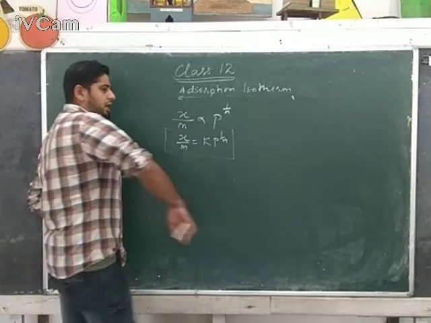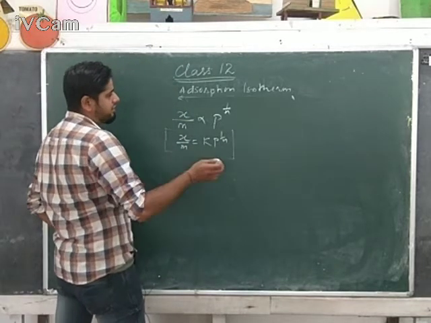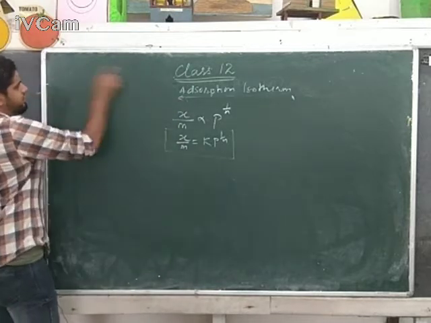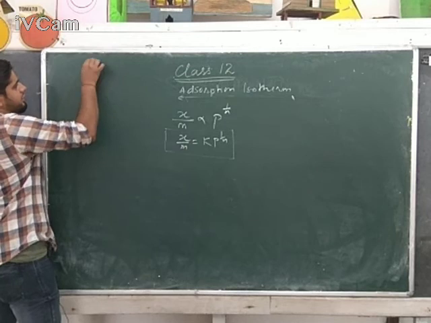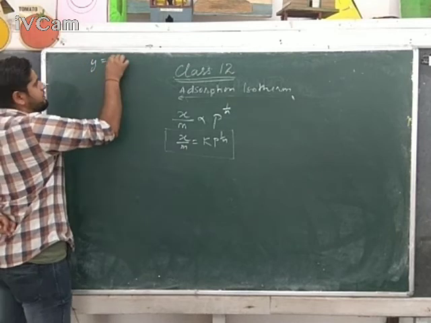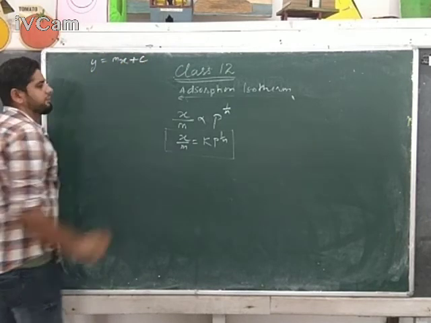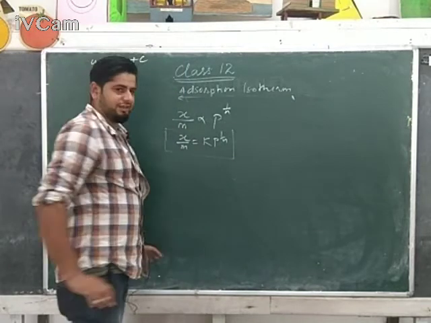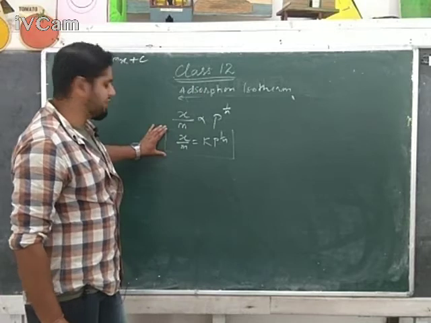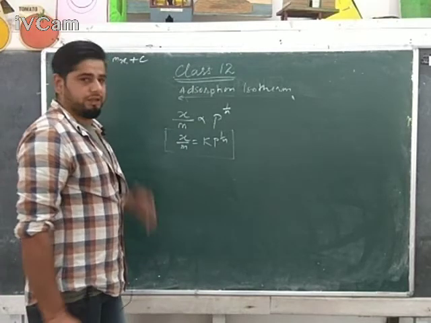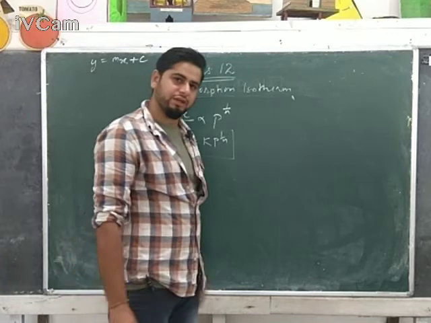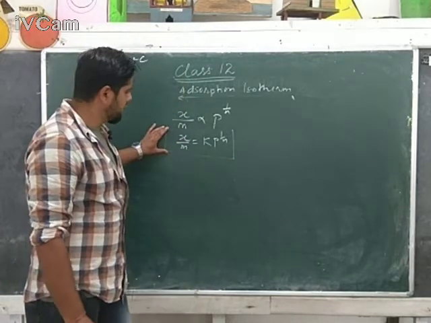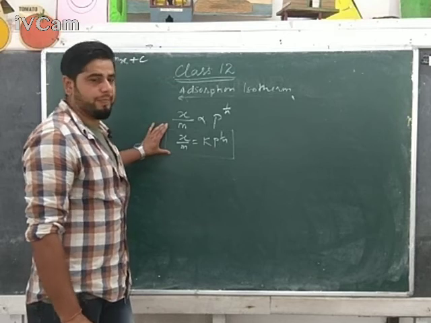As you know, what is the equation of a straight line? If you have done it in mathematics, the equation of a straight line is y equals mx plus c. The validity of any physical expression like this can be checked with the help of a graph. If the graph formed is a straight line, then the particular expression will be valid. Let us check.